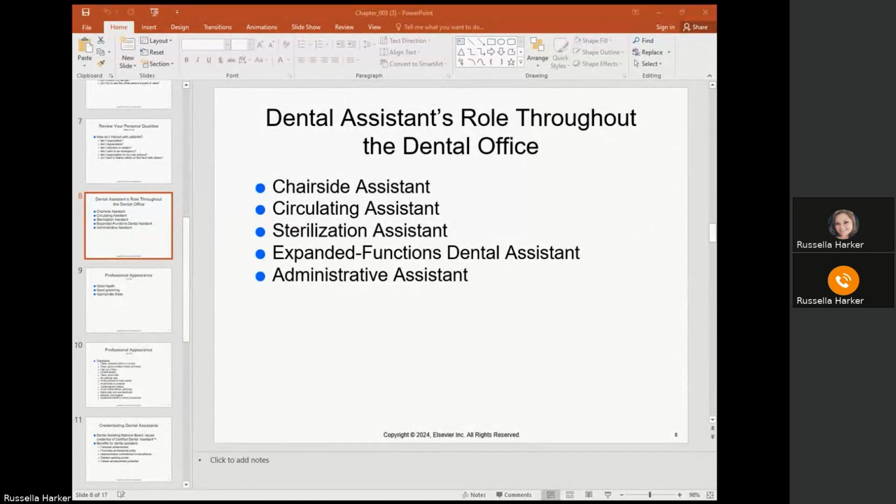Hi, this is Modern Dental Assisting, Chapter 3. We're going over the dental assistant's role throughout the dental office. There are a number of roles that the dental assistant can have throughout the dental office.